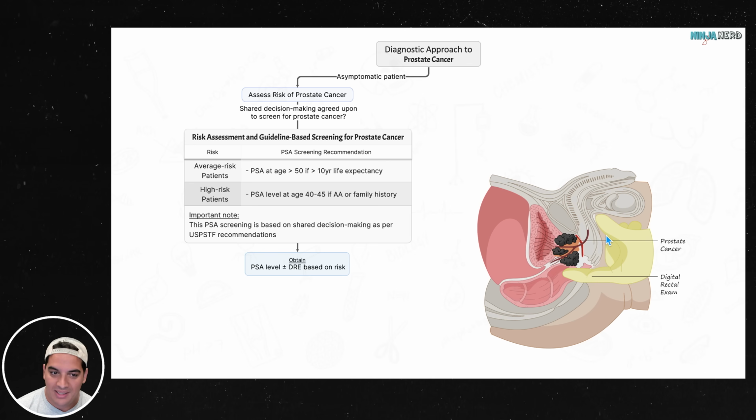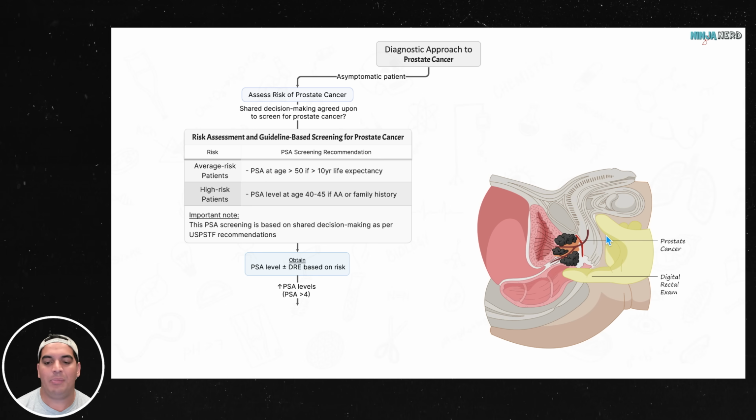So again, PSA is something we're going to order. The DREs, we're going to obviously check. We're going to stick our finger up there and see if we feel any regular nodular appearing masses. And that's why it's important to consider that, because sometimes you can have a PSA that's normal-ish and you get a DRE and it comes back very abnormal. Then you should be a little bit more considerate of things.